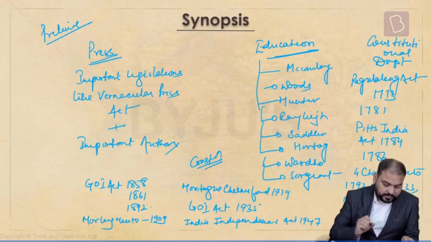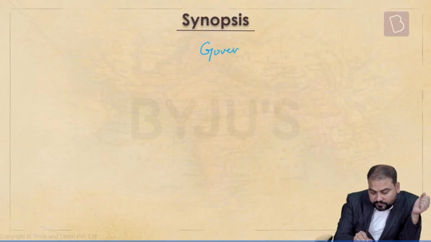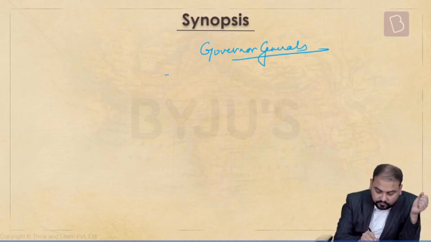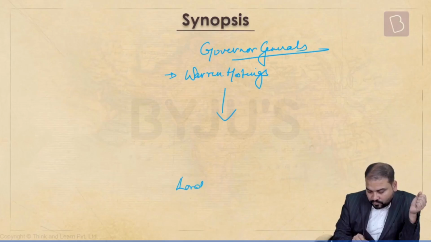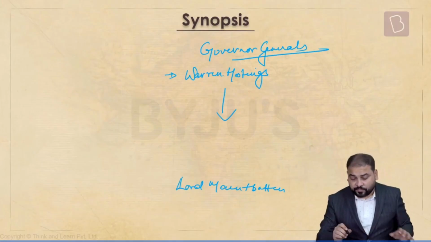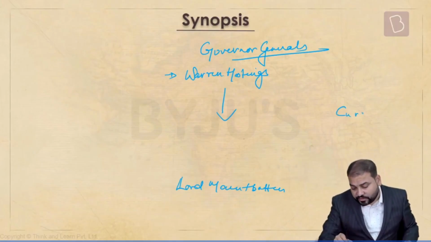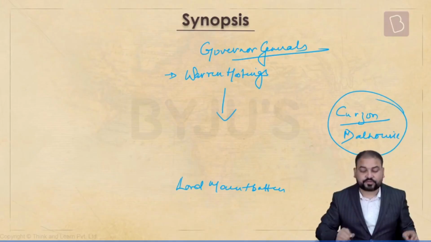Finally, as a revision, we shall also look at all the Governor Generals from Warren Hastings' time till Lord Mountbatten. Questions keep on coming. Questions in the last few years on Curzon and Dalhousie have come in our mains based on this chapter.